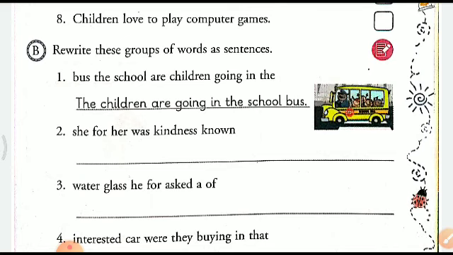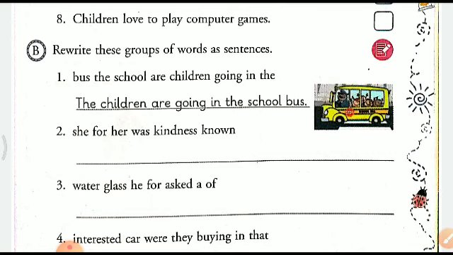She, for her was kindness known. Right? She is a pronoun, so we can begin the sentence with a pronoun. So it would be she was known for her kindness. Right? The sentence will be she was known for her kindness. Okay? Now the next one.